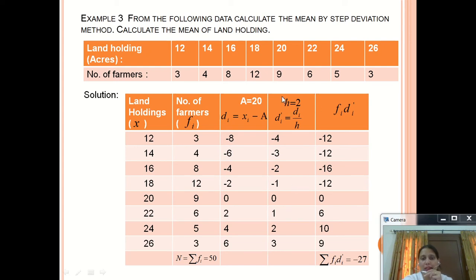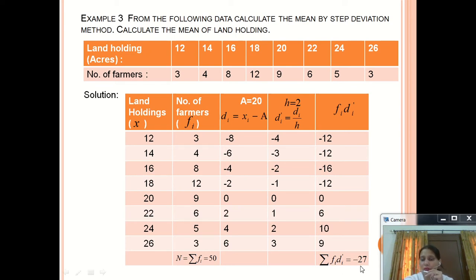Now multiply di dash into fi, column second and fourth. Multiply fi into di dash. So 3 into minus 4 is minus 12. 4 into minus 3 is minus 12. 8 into minus 2 is minus 16, and so on. Then add all these values, the summation is minus 27.